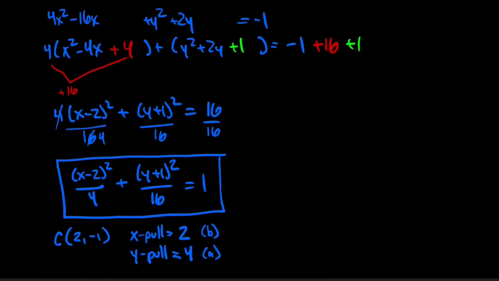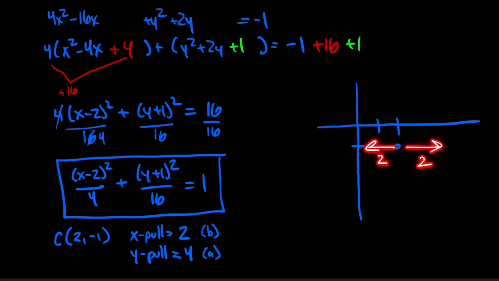All right, so my center is (2, -1). 1, 2, -1. There's my center. X pull is 2, so that means I need to go 2 that way and 2 that way. Okay, 1, 2, there's the endpoint. 1, 2, there's an endpoint. This right here is going to be your minor axis.